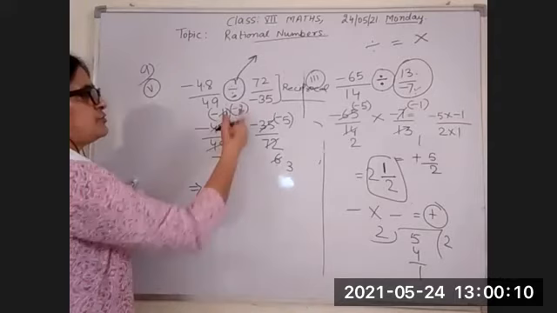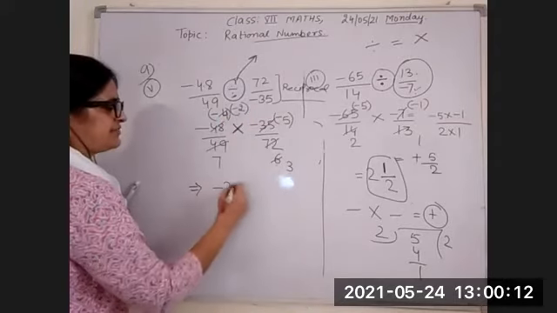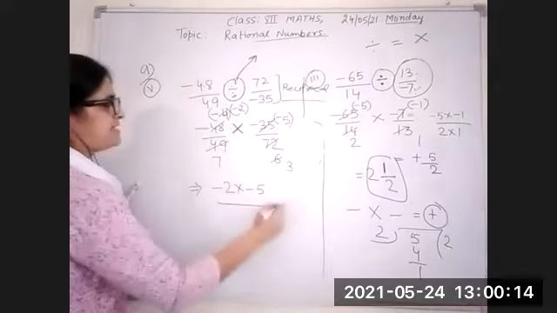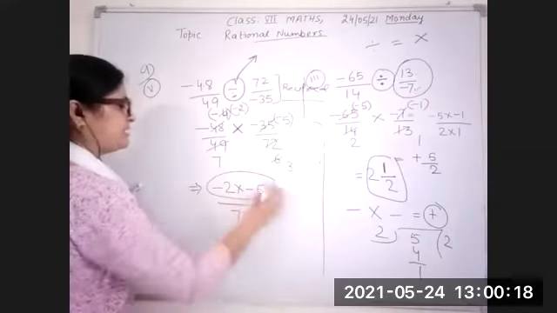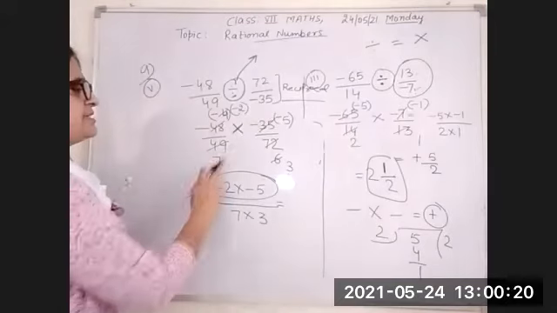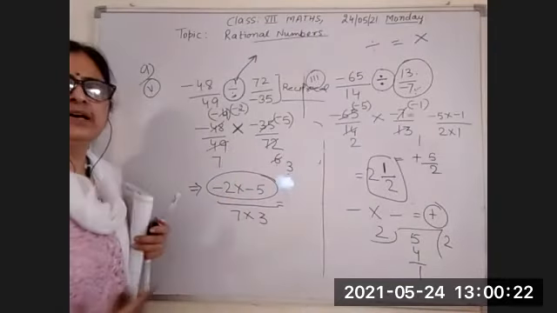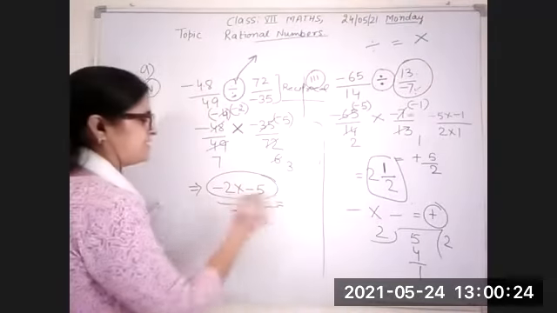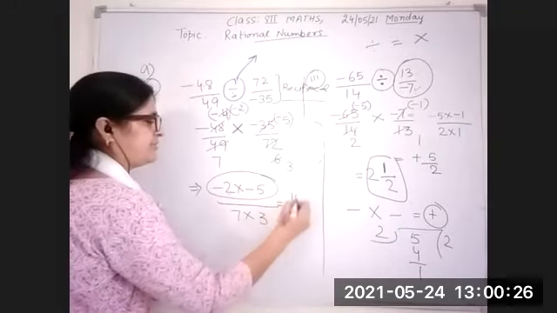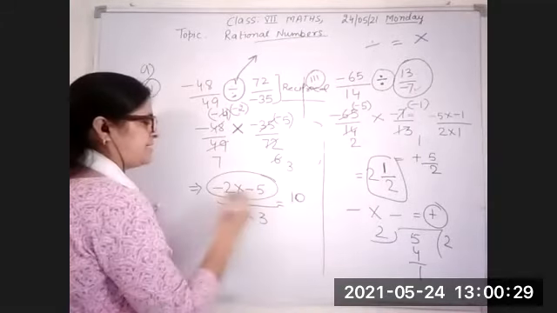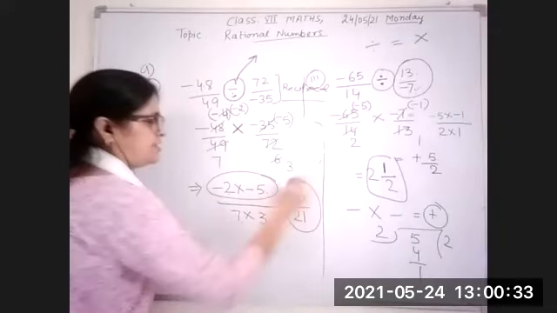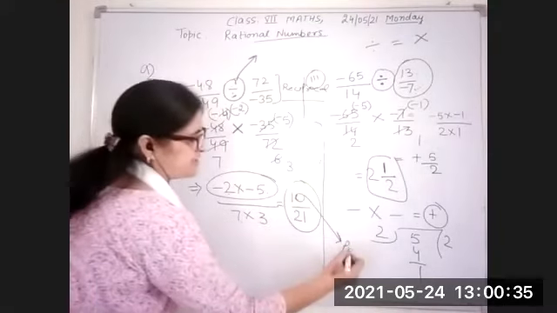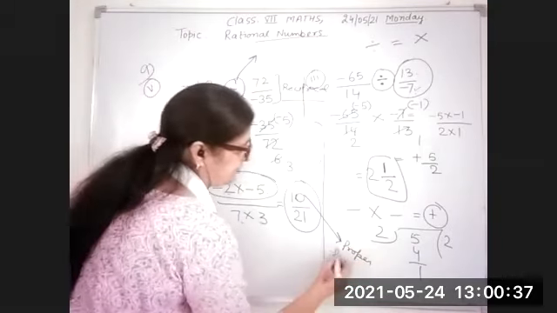Now you have to divide minus 2 with minus 5 and 7 with 3. You have to multiply numerator with the numerator and denominator with the denominator, and you will get the result. Minus multiplied by minus becomes plus, and 2 fives are 10 and 7 threes are 21. Now this is your proper fraction. This is not your improper fraction.